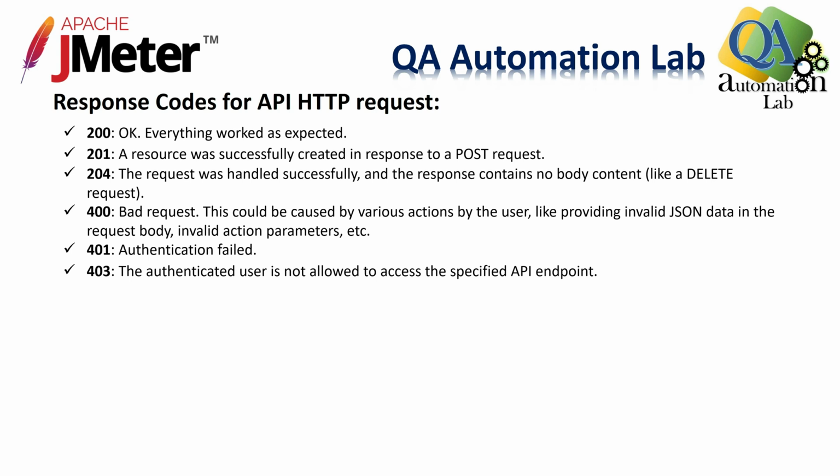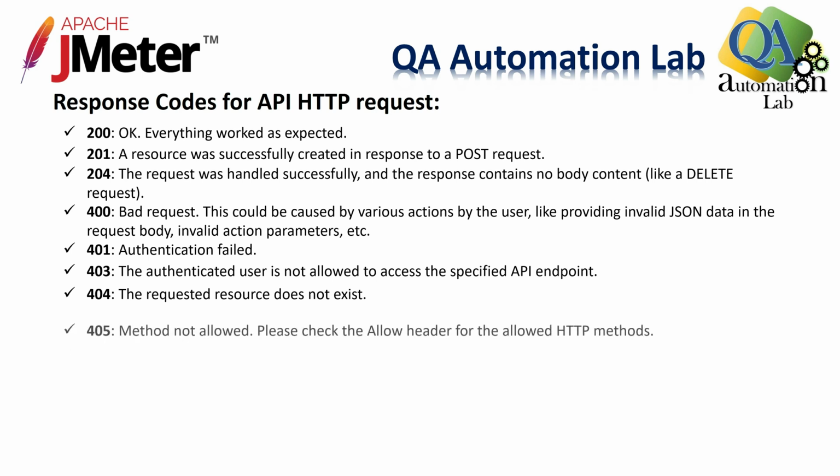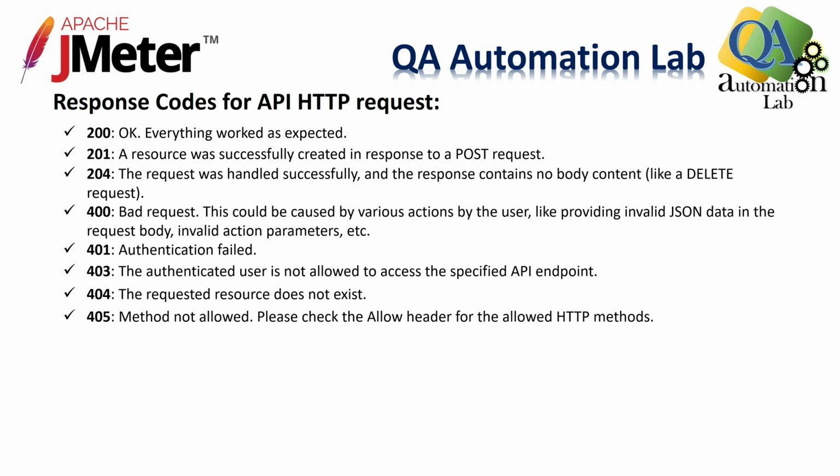403 response code, this we will receive though we are authenticated, but we have a restriction to access some endpoints. For those we will get 403 as an error in the response code. 404, the resource itself won't be available which we have requested. 405 response code we will get whenever a certain method is not allowed. 415 response code we will get whenever we are passing parameters which are invalid. In such case we will get 415 response code.